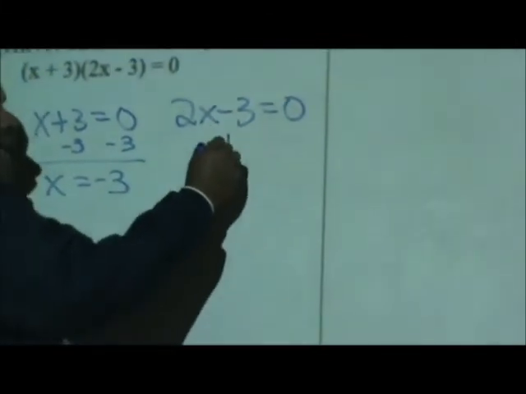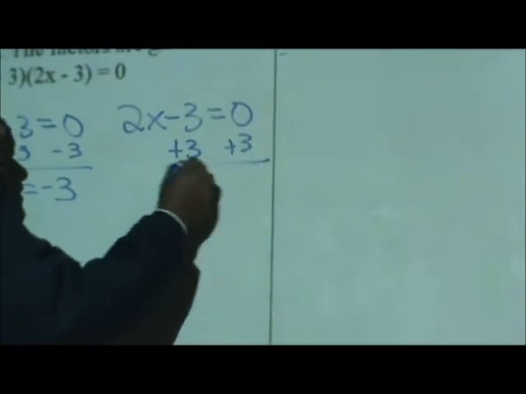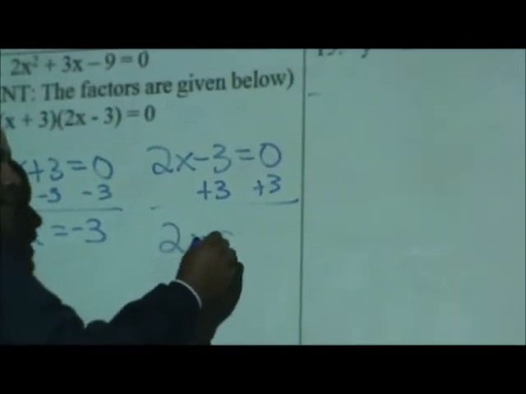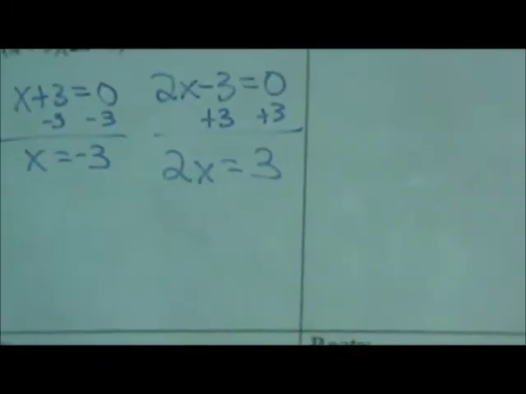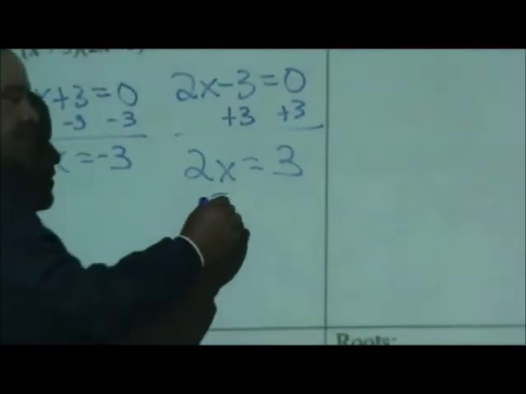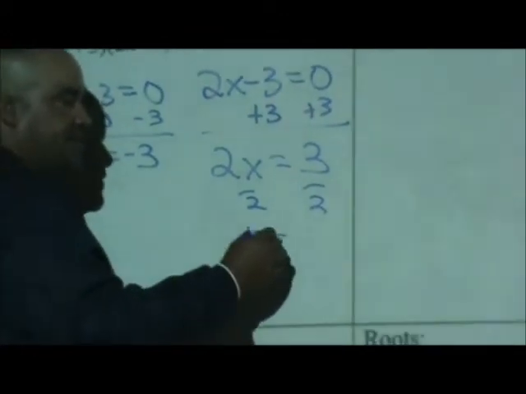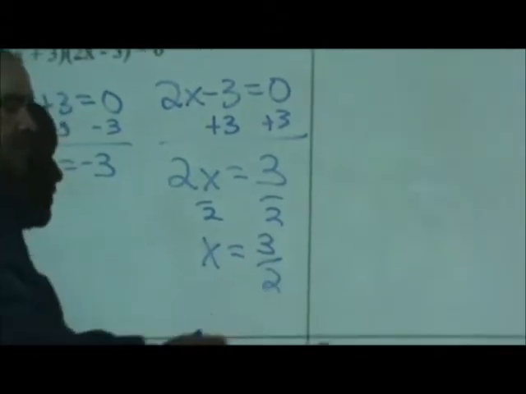This one, I have to add 3 to both sides. 2x equals 3. How do you get rid of a times 2? Divide by 2. So I'm going to divide by 2, and this is algebra. We can leave it 3 over 2.